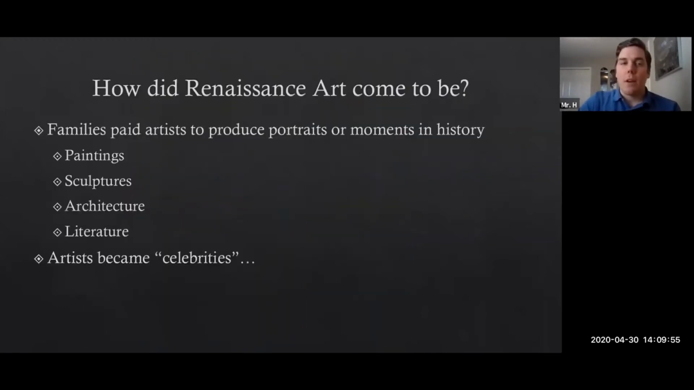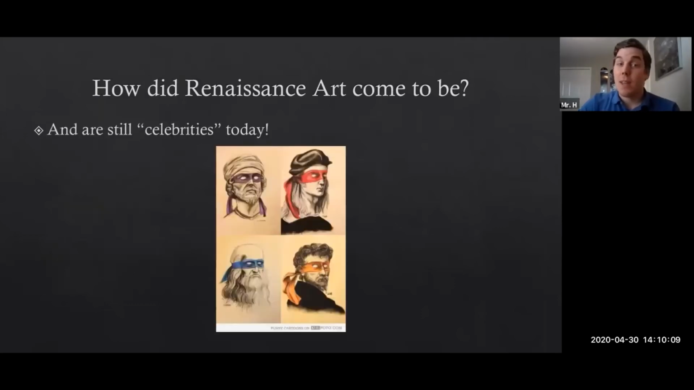So to give you a background of the Renaissance art, how did it come to be? At this time, families paid artists to produce portraits or moments in history, things like paintings, sculptures, architecture, literature. And a lot of the times these artists became celebrities, and they're still celebrities today, just like the Ninja Turtles logo we have here.